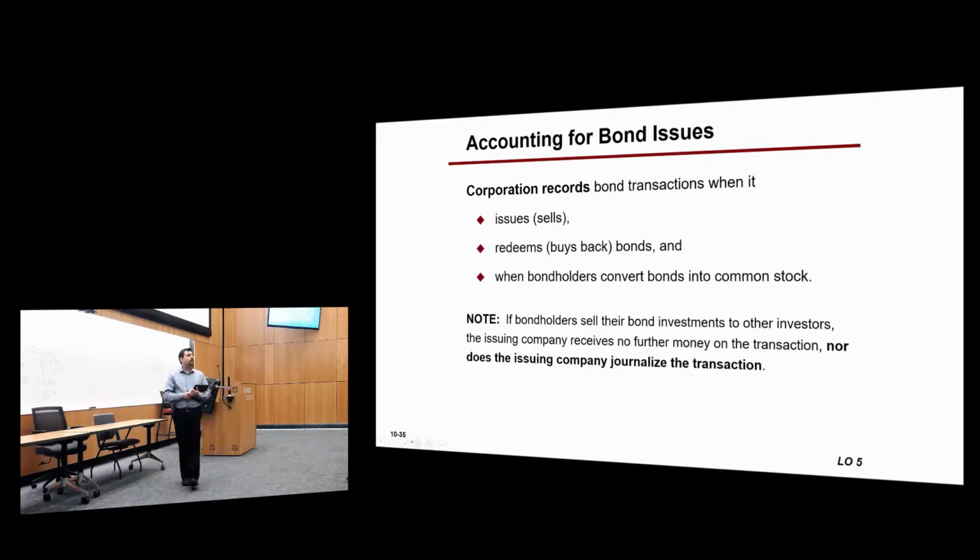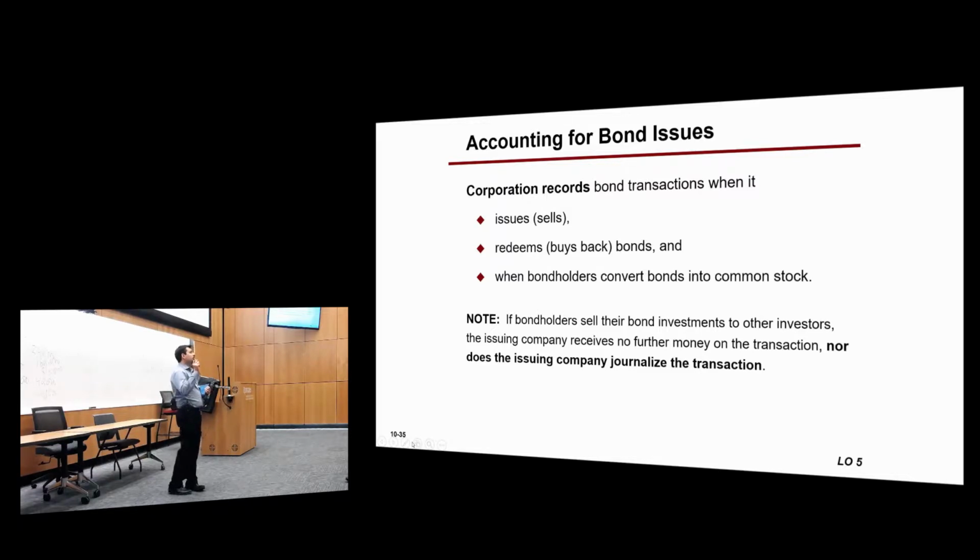The companies, when they will actually record, they make a journal entry when they sell bonds, when they buy them back, or when they are converted to stocks. Remember, we said that there are convertible bonds that can be converted into common stock. Those are the three cases when the company actually makes an entry.